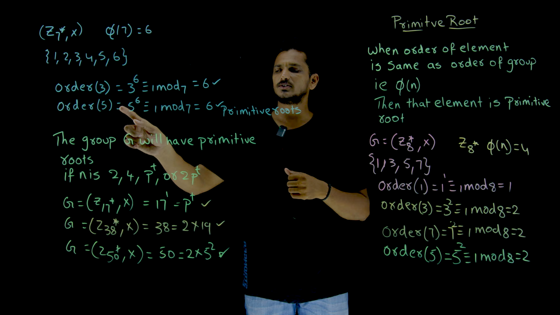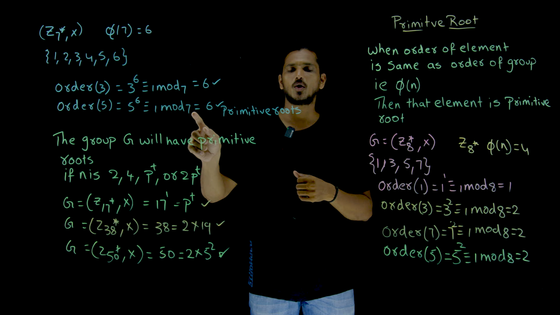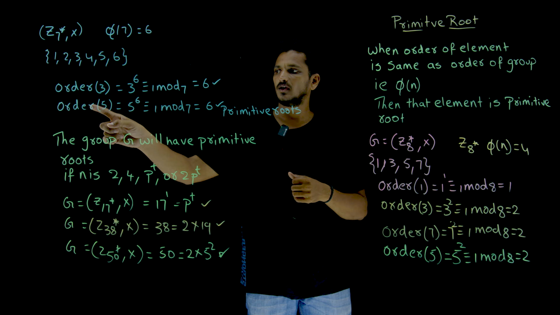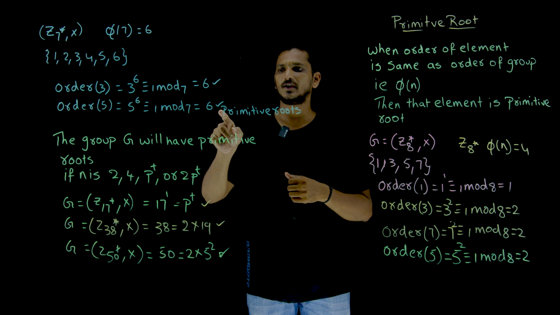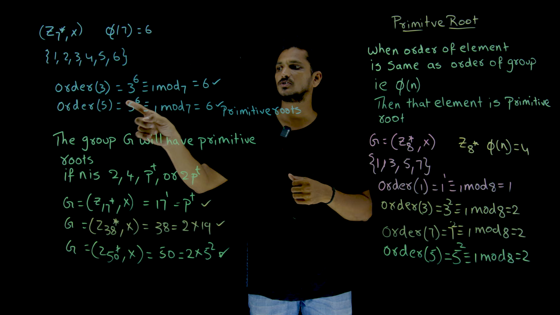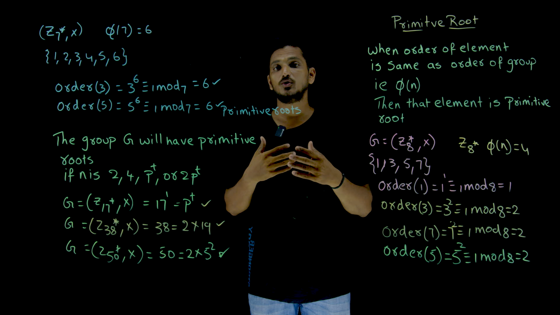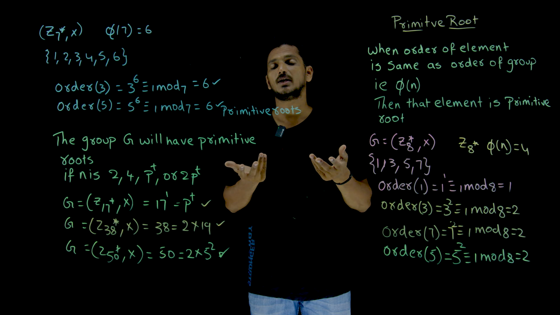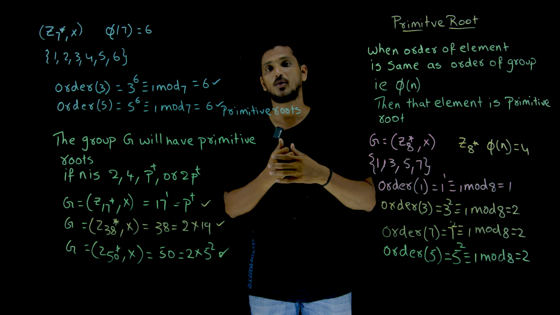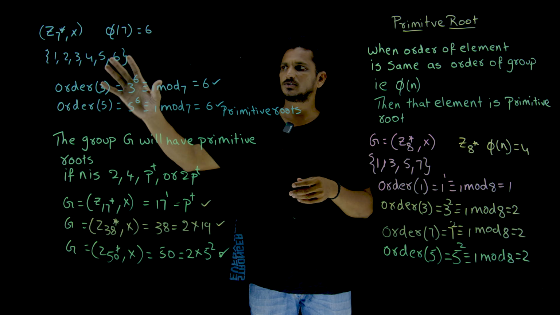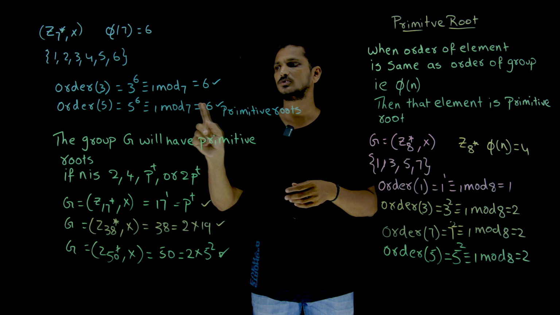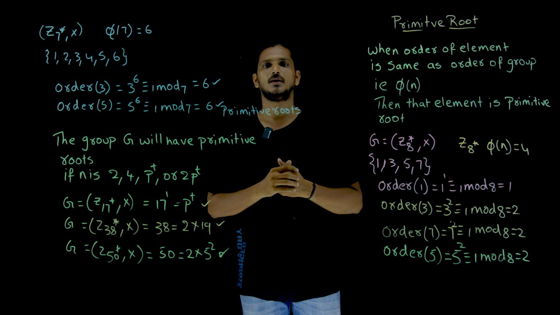Similarly, for 5, 5 power 6 is congruent to 1 mod 7. So 5 has order 6. This is also a primitive root. So you can have multiple values that are primitive roots. That is the point you need to understand. So in this group, we have 2 primitive roots, that are 3 and 5.